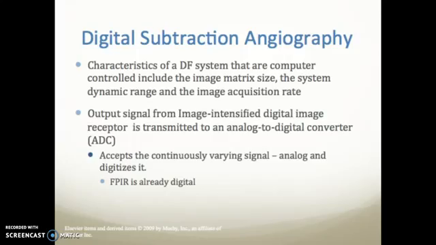So characteristics of a DF system that the computer controls include the image matrix size, the system dynamic range, and the image acquisition rate. So the output signal from the image intensifier digital image receptor is transmitted to an analog to digital converter, so an ADC. So it accepts the continuously varying analog signal and digitizes it. So the flat field is already digital.